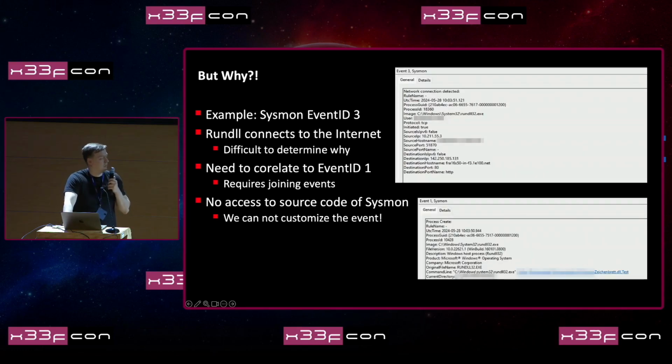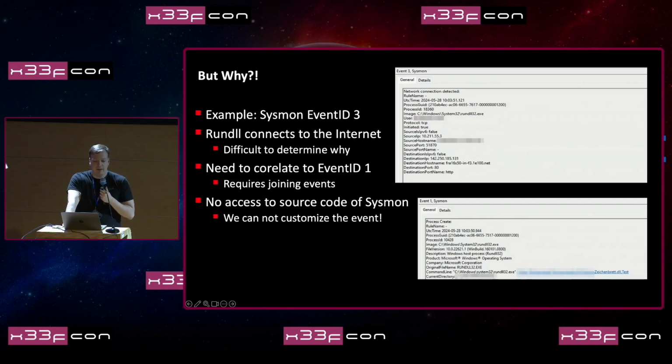For example, if we take a look at this network event where it says that one DLL was connecting to the internet and we're trying to understand why, it would be really great if we had the command line of rundll, which is unfortunately not included in event ID number 3. So we kind of have to correlate event ID number 3 with event ID number 1, where the command line is finally included. And this can make our Splunk queries a little bit difficult and complex. This is a very easy example, but they can get very complex when we have to join multiple events together.